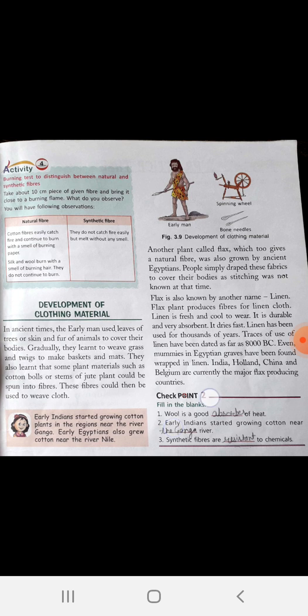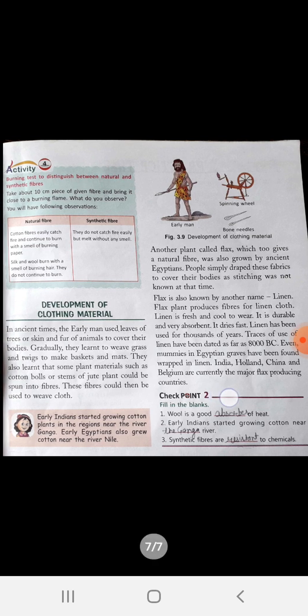Early Indians started growing cotton plants in the region near the river Ganga. Early Egyptians also grew cotton near the river Nile. Another plant known as flax also gives us a natural fiber and it was grown by the ancient Egyptians. People simply draped these fabrics to cover their body as stitching was not known at that time. Stitching was not done in the ancient time because it was not known how the fabric was to be stitched.